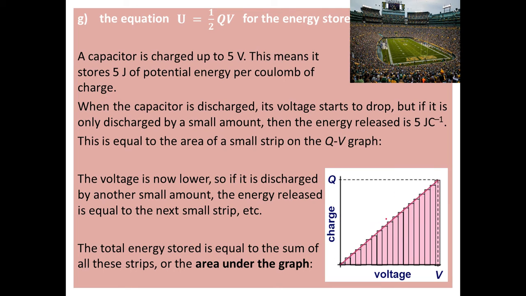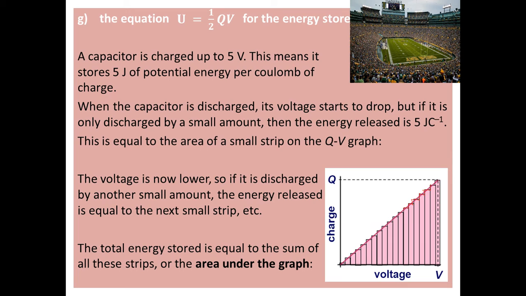So we get this straight line. We are imagining that we are discharging it a tiny amount and then taking more measurements, and then discharging it again a tiny amount and making more measurements, and you get this stepped effect. However, if we make that discharge infinitely small, the width of those strips become very, very narrow, and we end up with a perfectly straight line. So the charge and the voltage are directly proportional.